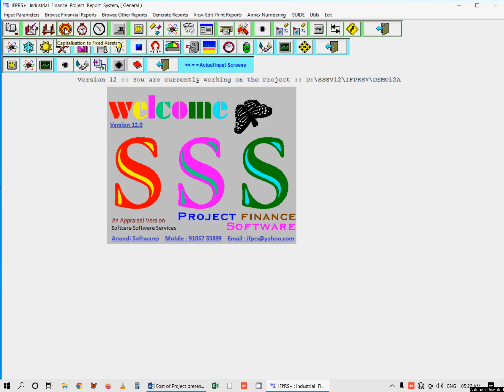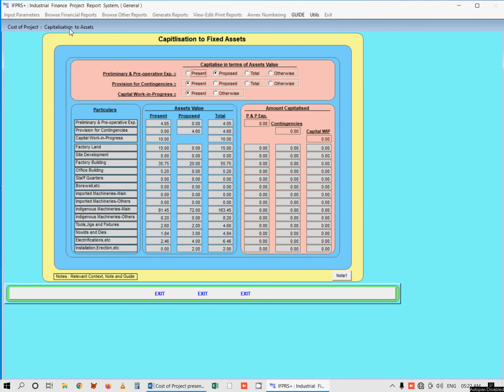Capitalization of cost of project items to fixed assets, such as capital WIP, contingencies and PNP expenses. The package provides very good options for it. All respective figures are simultaneously presented in the input screen for information and deciding on capitalization. It may be capitalized in terms of existing assets value, proposed assets value or total assets value, or you may opt for a specific amount to be capitalized to certain specified capital assets only.